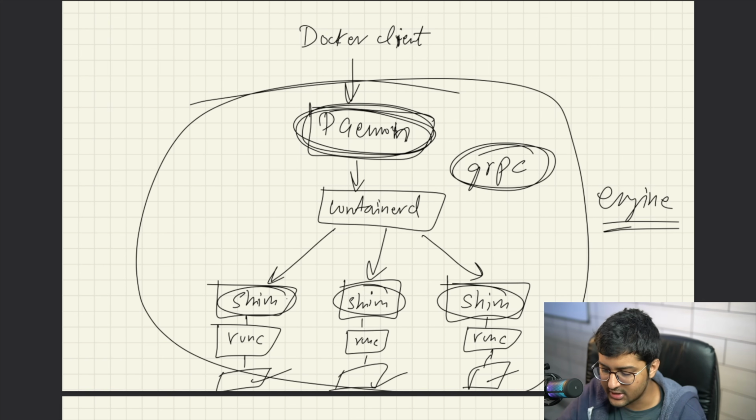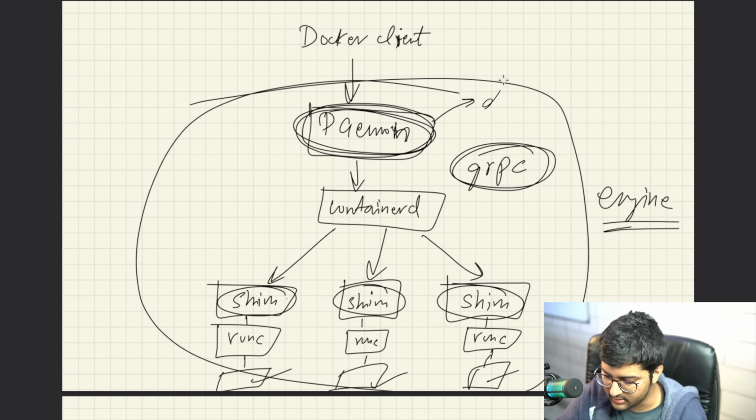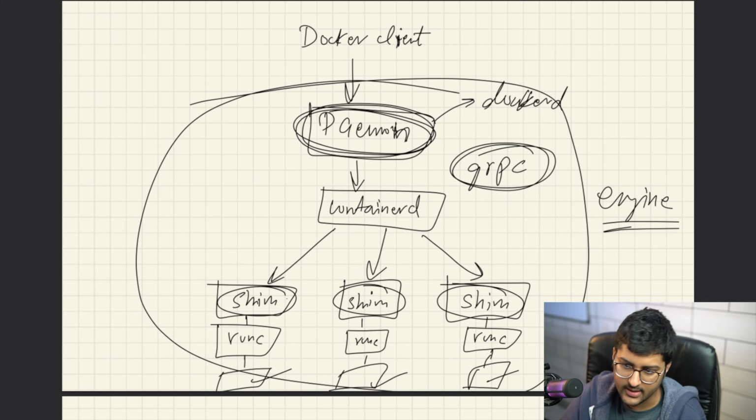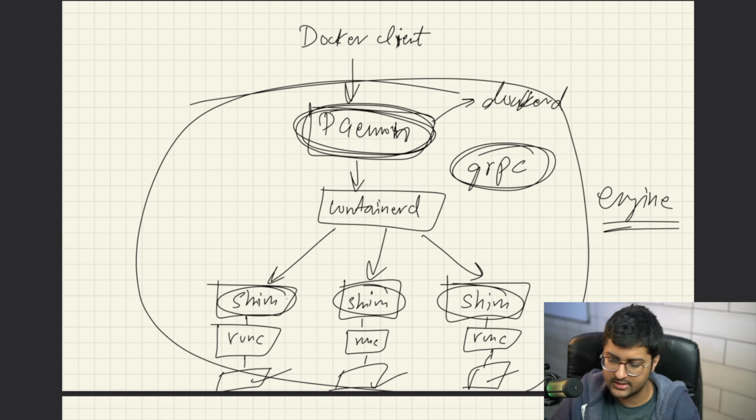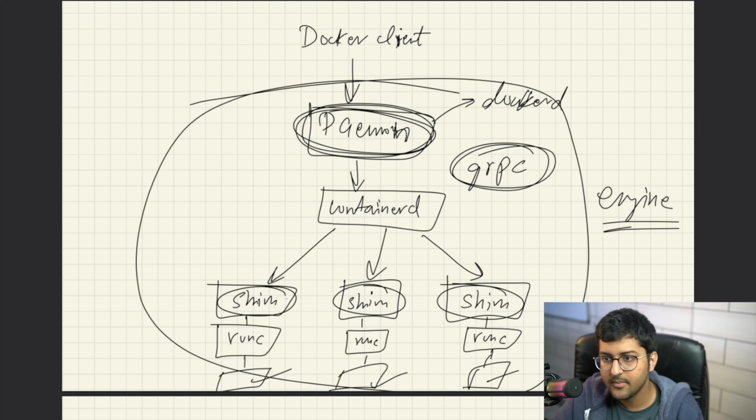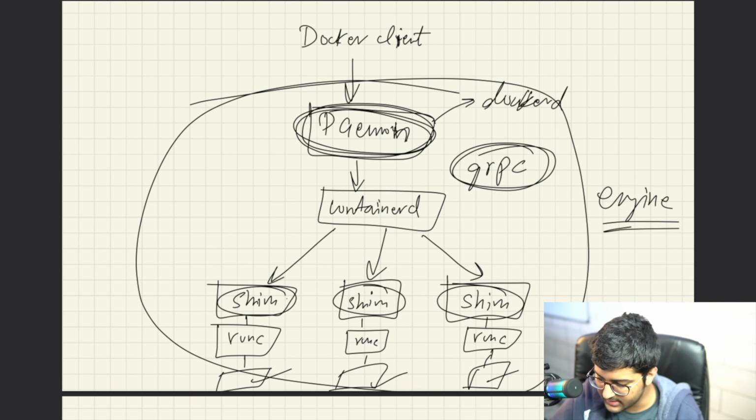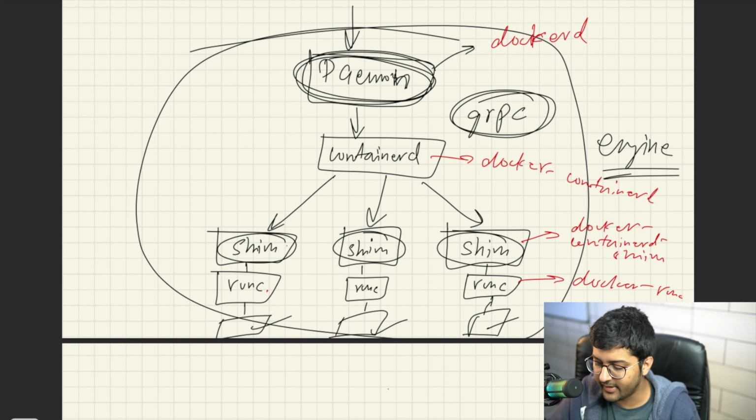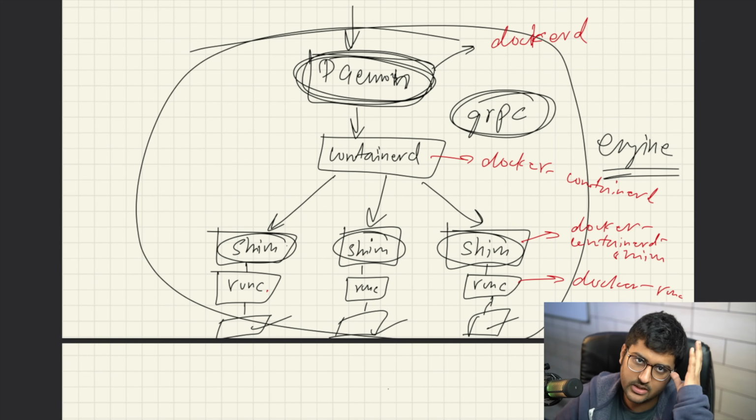So the daemon is actually dockerd. In Linux, you have dockerd, and you have containerd, which is docker-containerd. You have the shim, which is docker-containerd-shim, and you have runC, which is docker-runC in Linux. So these are just the names of the binaries. I'll write the names of the binaries over here. These are the binary files in the Linux system, if you want to check them out.